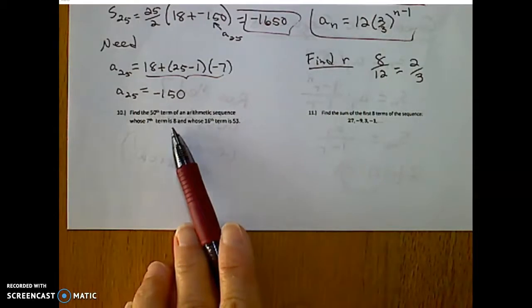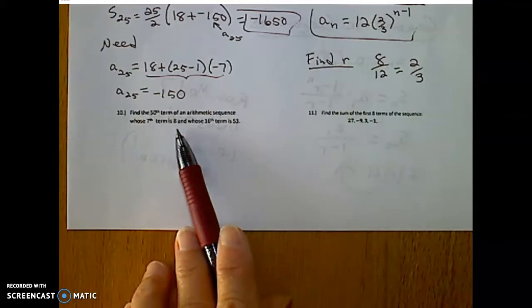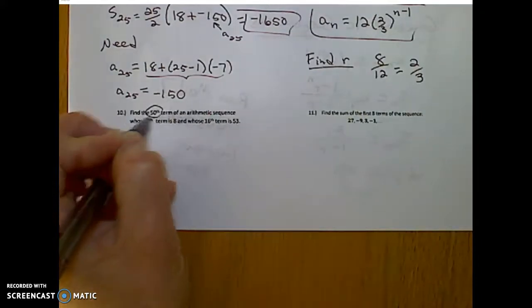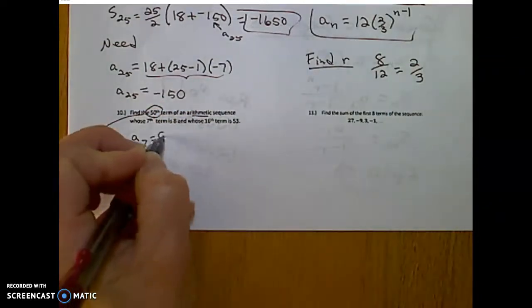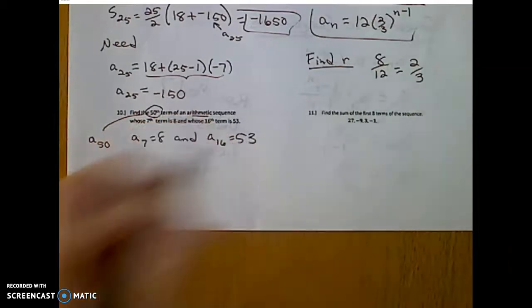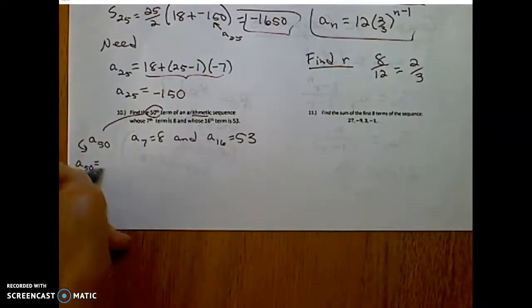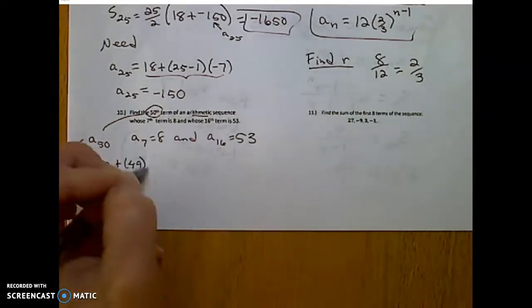Find the 50th term, that's a sub 50, of an arithmetic sequence whose 7th term is 8 and whose 16th term is 53. To find the 50th term of an arithmetic sequence, I'm going to take the first term and add only 49, always one less, 49 of those common differences.